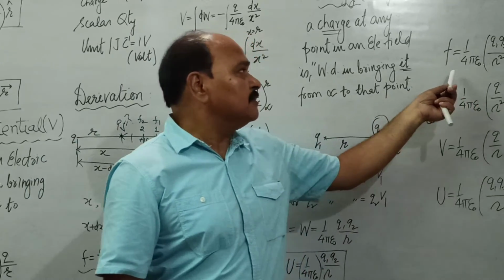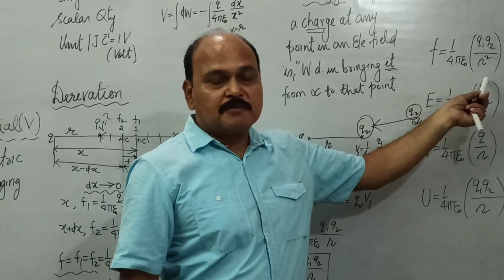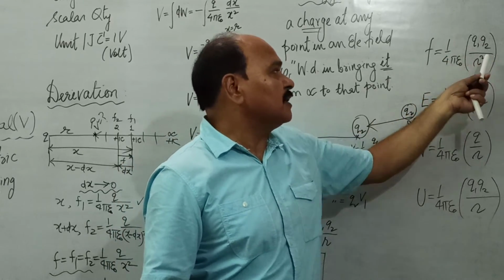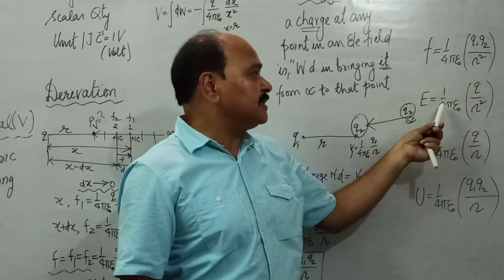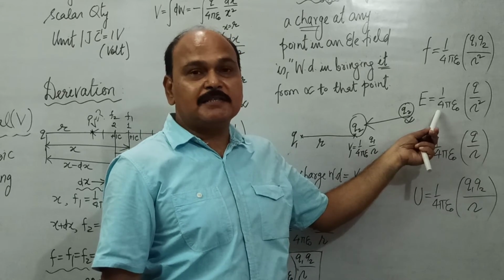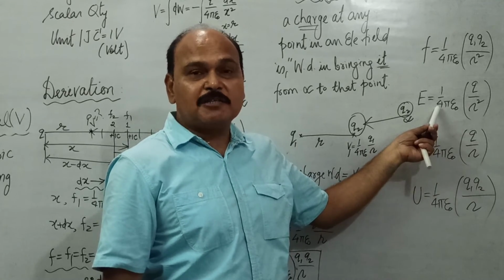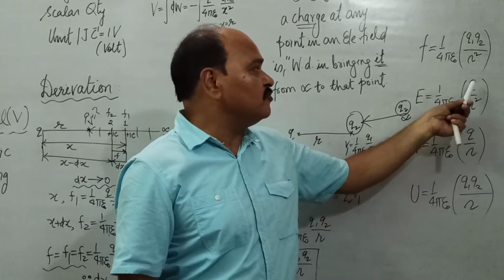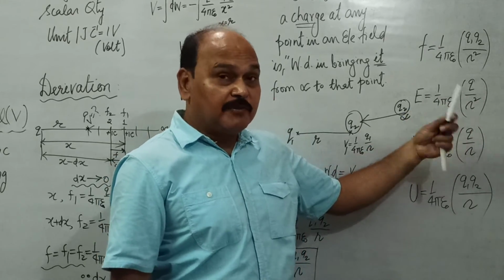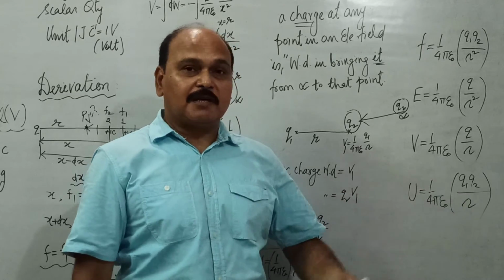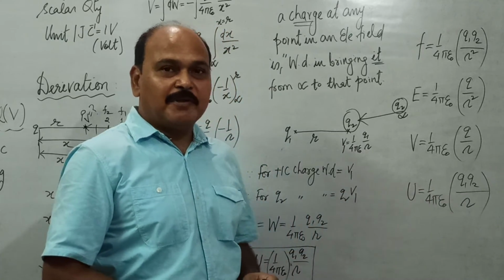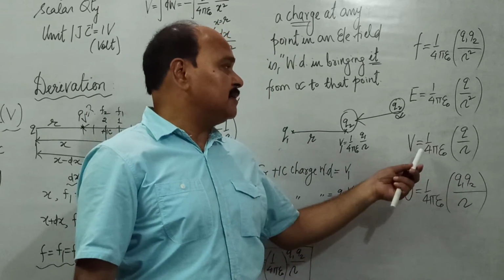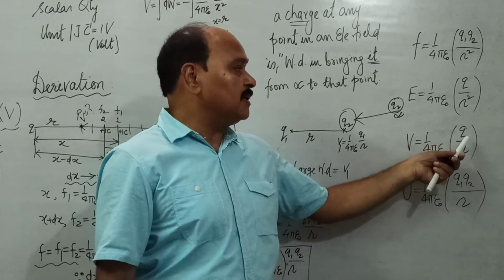Last time we studied Coulombian force, and that Coulombian force is 1 upon 4 pi epsilon naught Q1 Q2 by r square. Today we have studied intensity, electric field intensity, which is force acting over plus 1 coulomb charge. And what is that force? 1 upon 4 pi epsilon naught Q by r square. Then we studied electric potential. Electric potential at any point is work done in bringing unit positive test charge from infinity to that point, and that is 1 upon 4 pi epsilon naught Q by r.